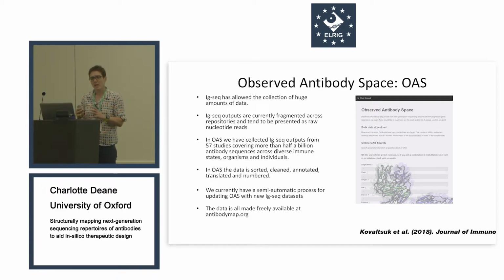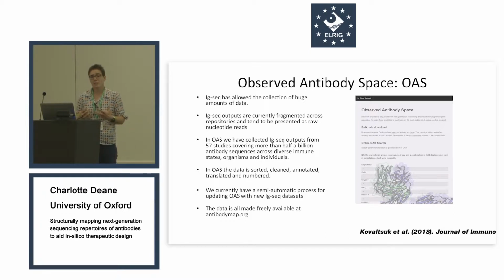The idea was we have cleaned and sorted this data, so it's annotated, translated, and numbered. So you know that the data is all totally consistent, and you can say, I want all of the VH sequences, and I want to see them all lined up and numbered by IMGT, and I can see what residues occur at a given IMGT position, for example. And it's all completely freely available, so you can download the whole lot if you want, or you can explore it in different ways as you might find interesting.